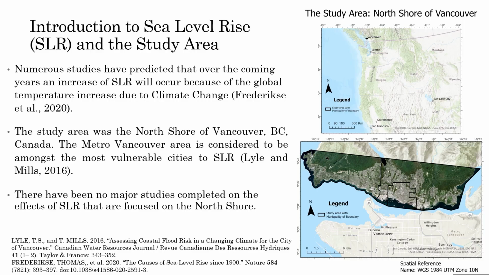This is an introduction to sea level rise in the study area itself. Numerous studies have predicted that over the next coming years, an increase of sea level rise will occur because of the global temperature increase due to climate change. The study area was the North Shore of Vancouver. The metro area of Vancouver is considered to be amongst the most vulnerable cities to SLR.